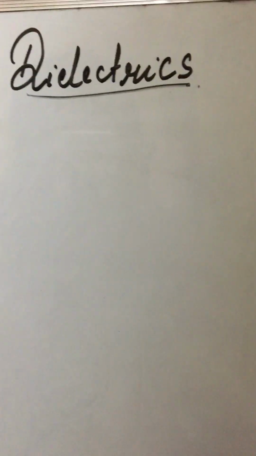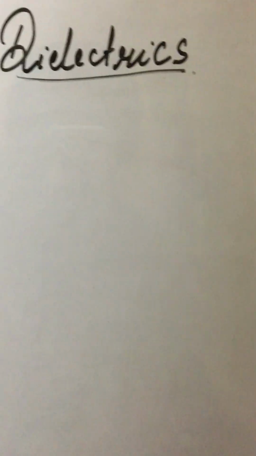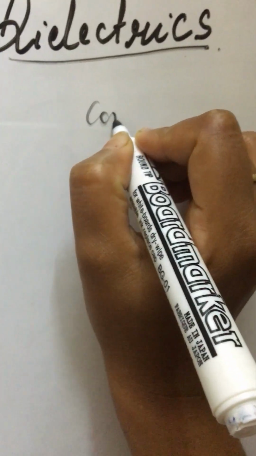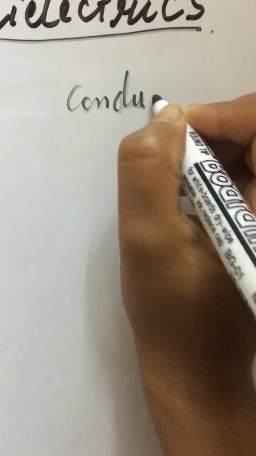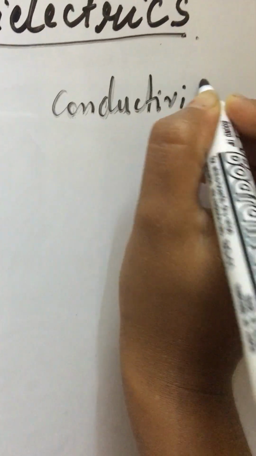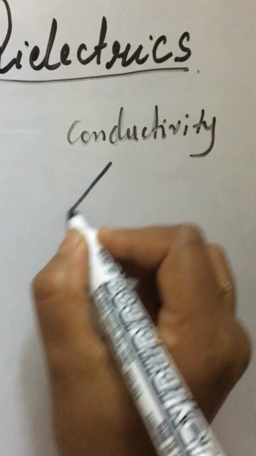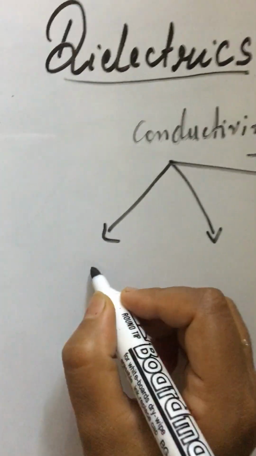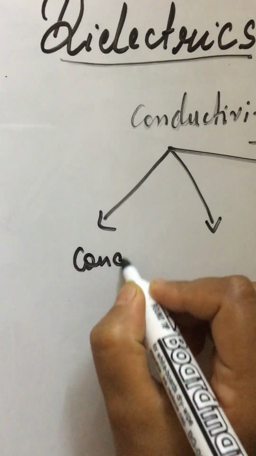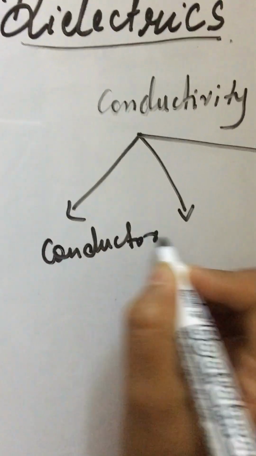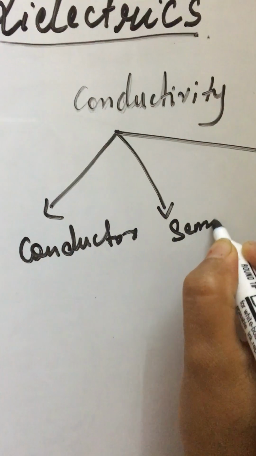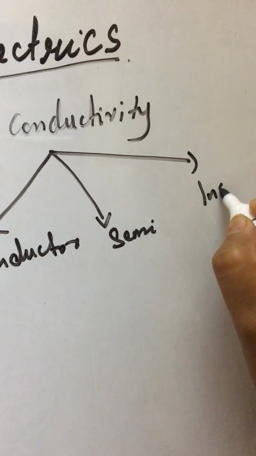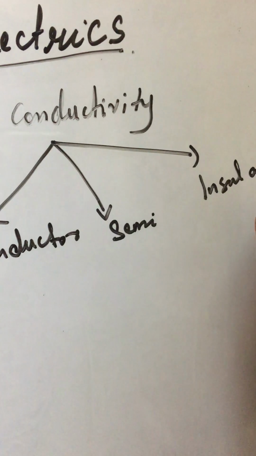Actually, dielectrics are a special type of materials. Any matter, based upon their conductivity, we classify into three categories. You know about it. One is conductor, we even call it good conductors. Another is semiconductor, as the name suggests, the conductivity is in the semi range, and another is insulator.